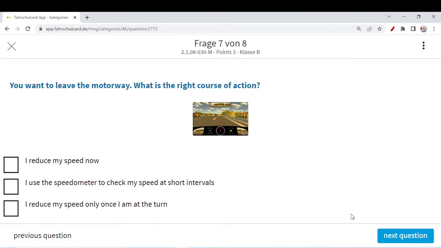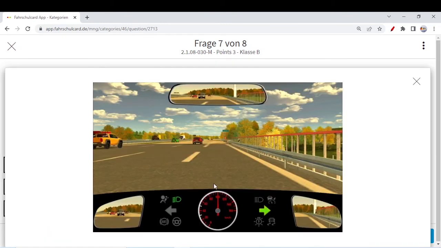Our next question: you want to leave the motorway, what is the right course of action? So you're already on the lane where you can reduce the speed. I think we have discussed this in detail in the rules of motorways: whenever you are going to take the exit, the Ausfahrt, you should not decrease your speed while you are on one of the motorway lanes. What you do is change the lane, come to the exit lane, and then decrease your speed as you enter this lane to take the exit.